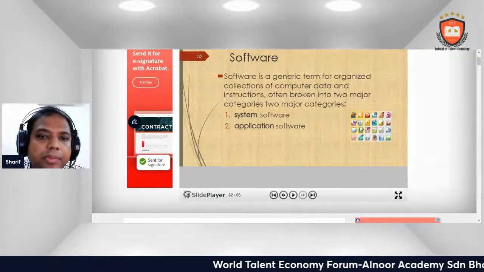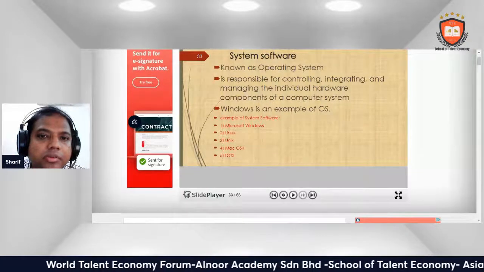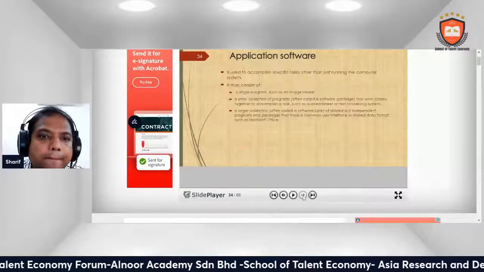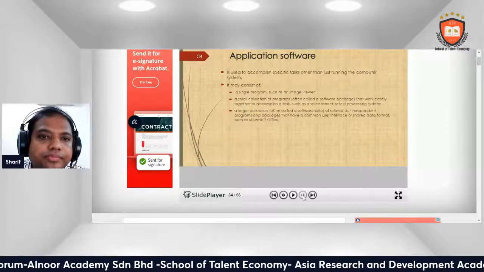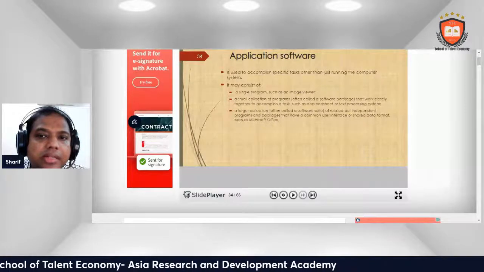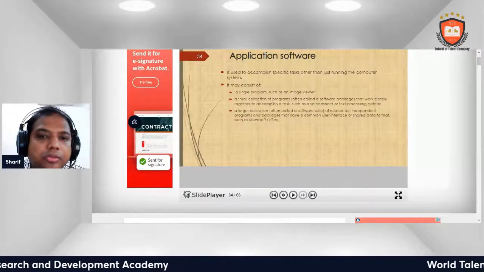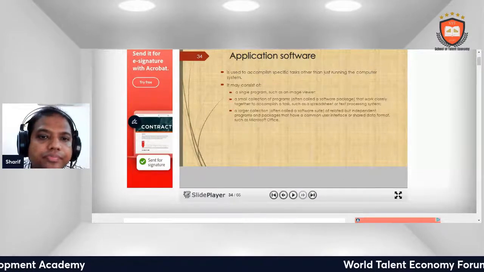Software is broken into two major categories: system software and application software. System software, known as the operating system, is responsible for controlling the computer. Application software is used to accomplish specific tasks other than running the computer system. It may consist of a single program, a small collection of programs, or a large collection.